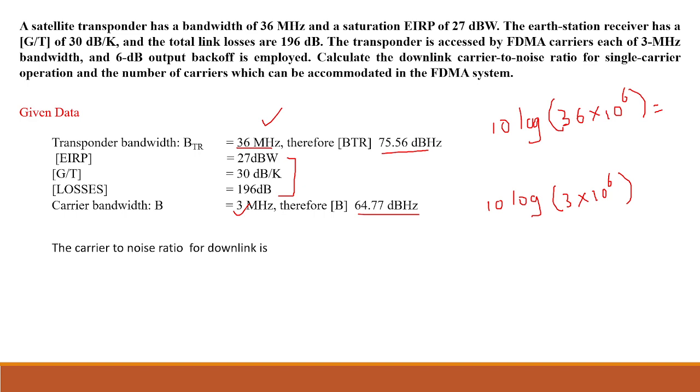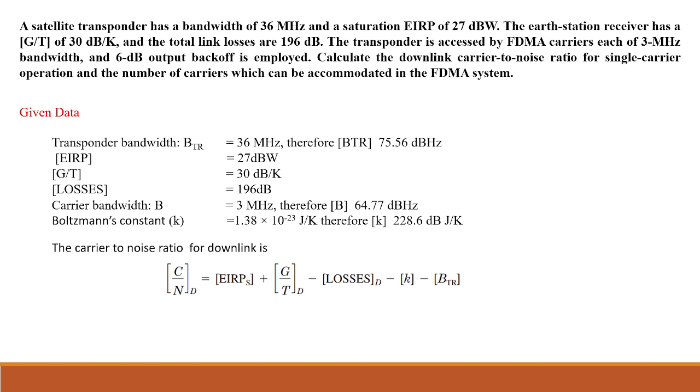Now let us consider the carrier to noise ratio for downlink. The equation is carrier to noise ratio for downlink equal to EIRP plus G by T minus losses minus K minus BT. Here K represents the Boltzmann constant, and BT represents the transponder bandwidth. The Boltzmann constant value is 1.38 into 10 to the power minus 23 joule per Kelvin. Since all the values are in decibel, we convert the Boltzmann constant also into decibel by taking 10 log of 1.38 into 10 to the power minus 23.